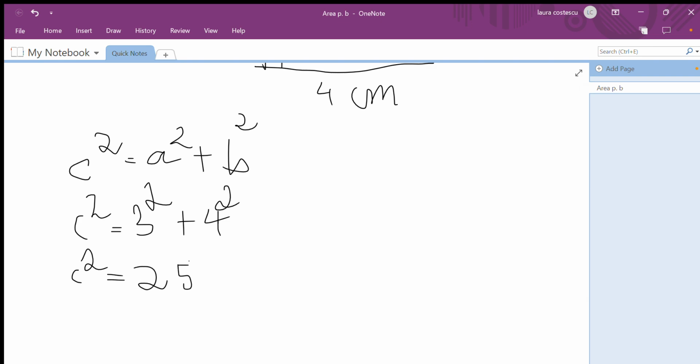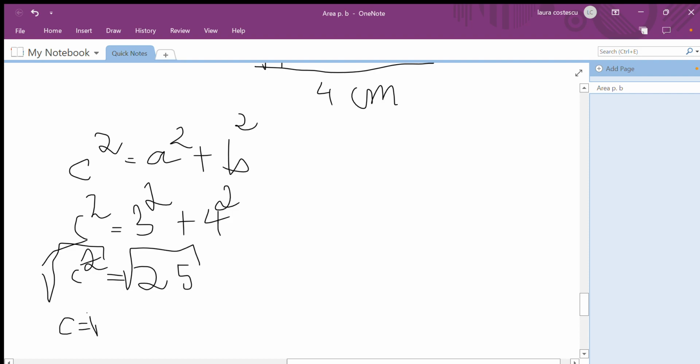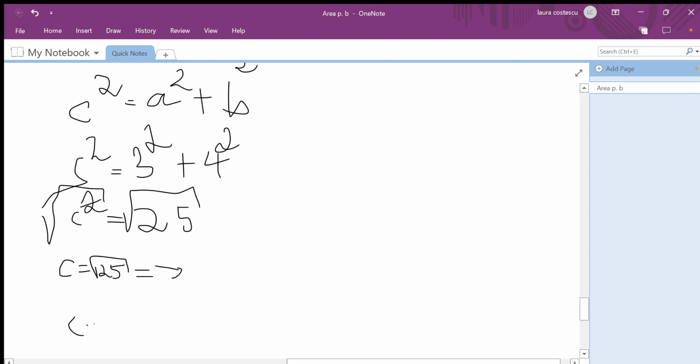And now I'm going to show you how to solve this. How to get c. We take the square root of this side and take the square root of this side. Now these two cancel out. And this leaves us with c equals square root of 25, which means c equals 5. Here we got it.